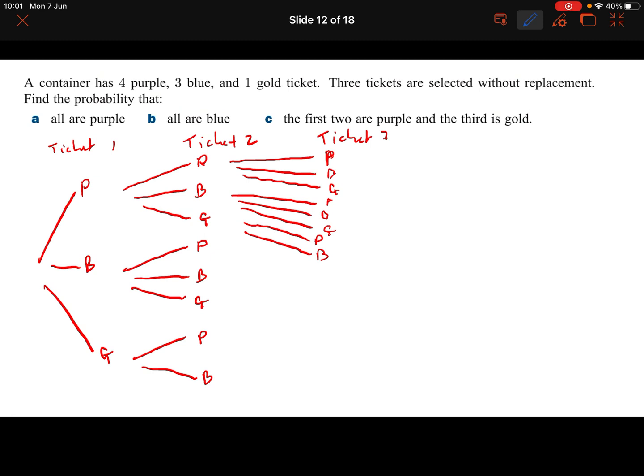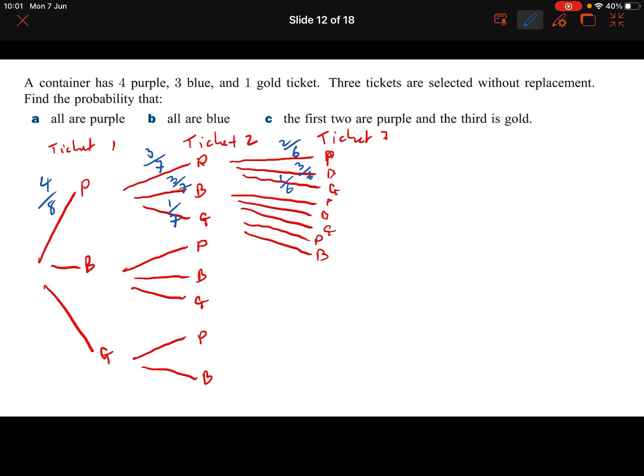Well, if I take a purple the first time, that's 4 out of 8. To then take a purple the next time, I would only have 3 purples left because I already took a purple out of 7 in total. I still have 3 blues and the 1 gold. For the third ticket, I've now taken 2 purples out, so I've only got 2 purples left out of 6 tickets in total. I've still got 3 blues and I've still got the 1 gold left.